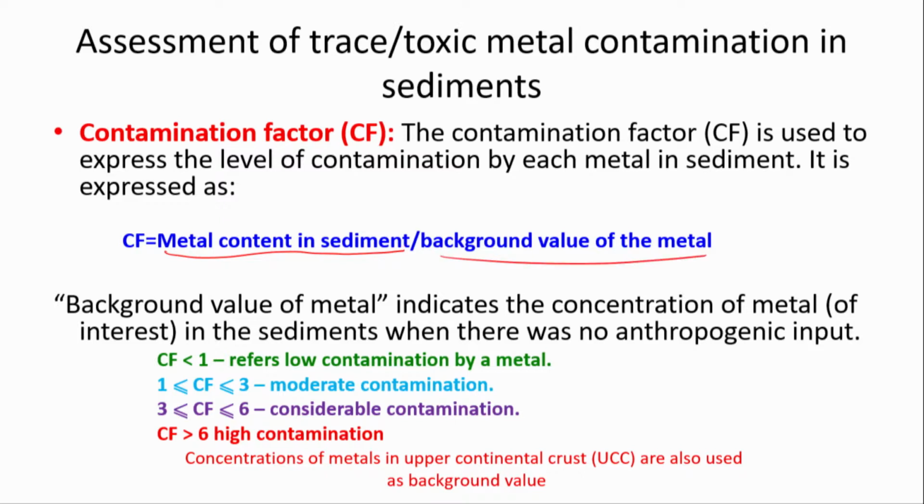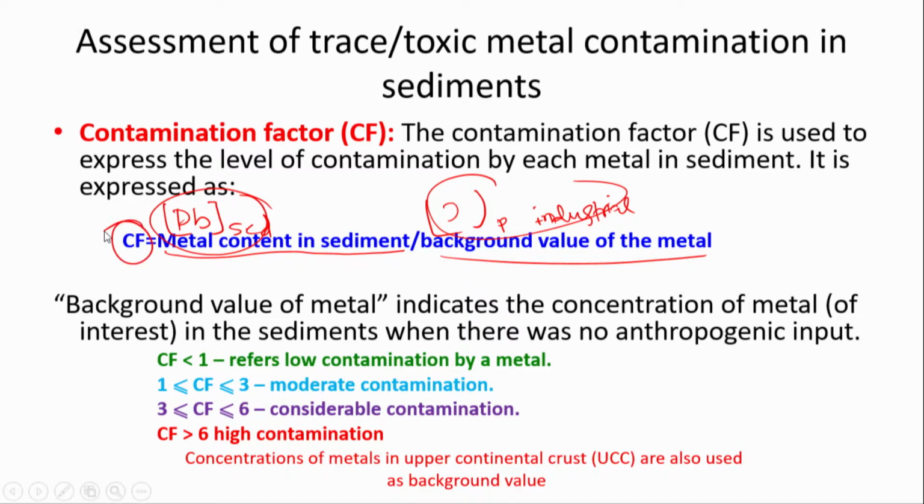Now what is background value? Background value means, say here the metal is lead, the concentration of lead in sediment that we have determined by graphite furnace or ICP-MS. And this is the concentration of lead in pre-industrial sediment, when there was no industrial influence or human activities. At that time, whatever the concentration, with respect to that, what is the concentration right now? So this is basically the ratio that gives the contamination factor.